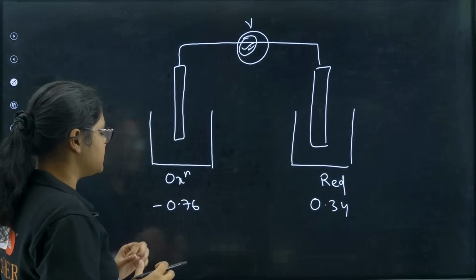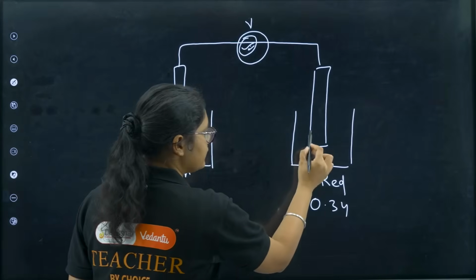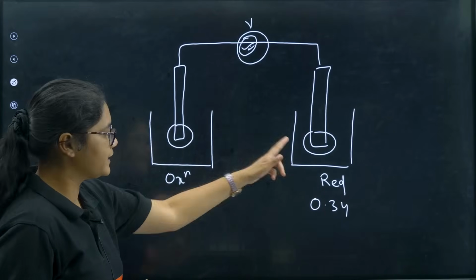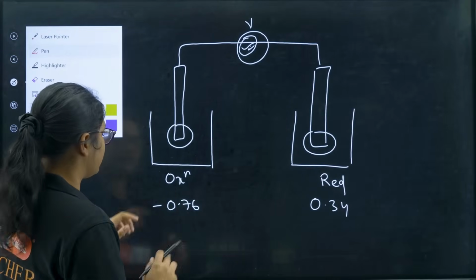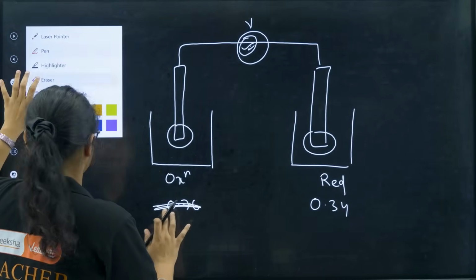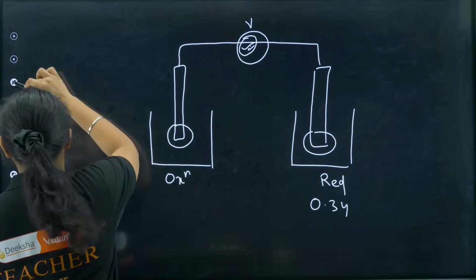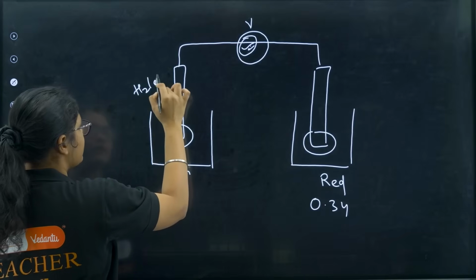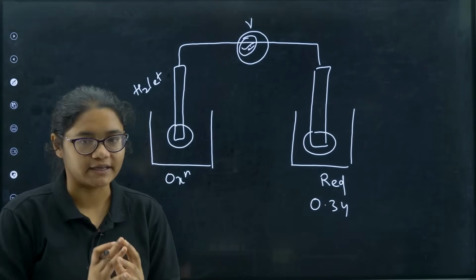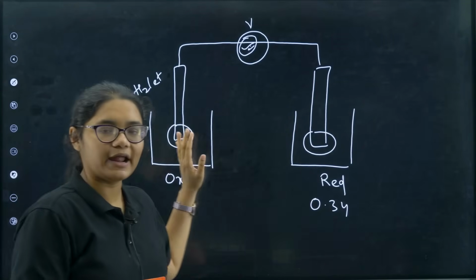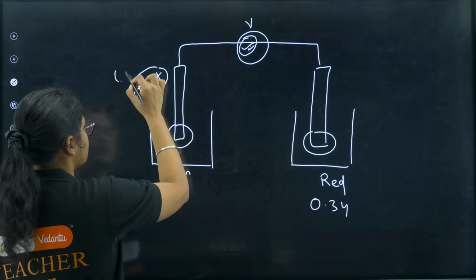Clear? Now suppose I want to measure the electrode potential of one side. I need to know this value and I need to know the other value, and then only can I subtract. So to take a reference, one of the electrodes is considered to be a hydrogen electrode. Suppose I want to measure the reduction potential of zinc. I will take zinc on one side and the hydrogen electrode on the other side. Now this hydrogen electrode potential is considered to be 0.